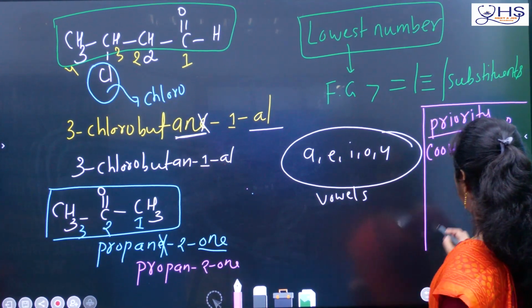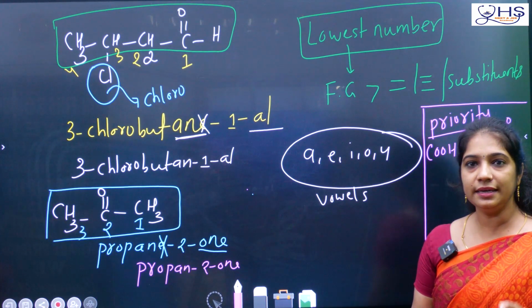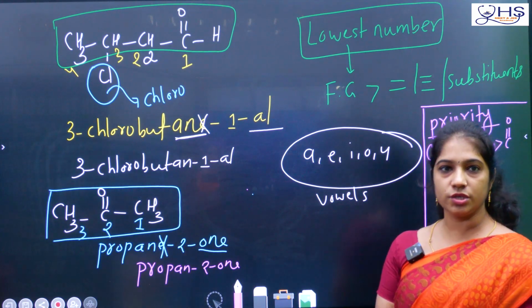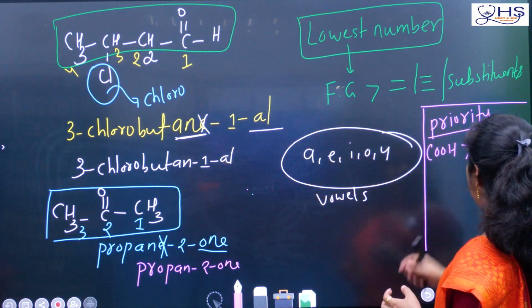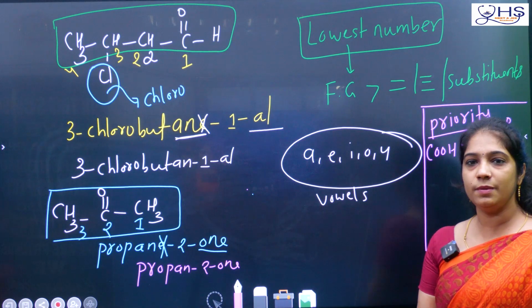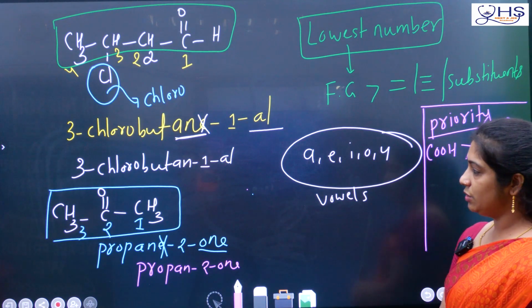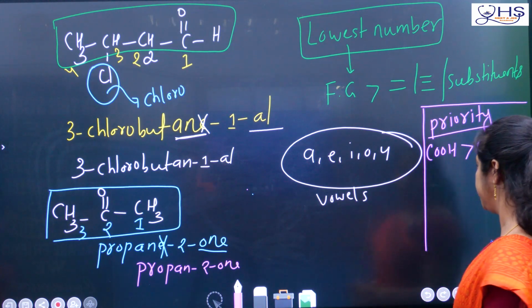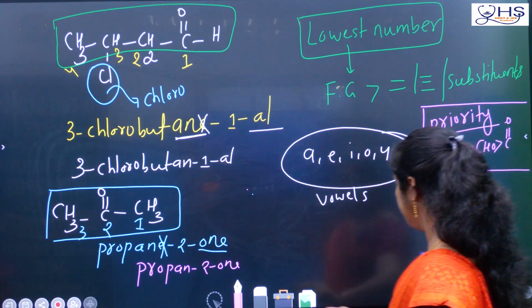So if you have more than one functional group, the highest priority functional group will be written in terms of the secondary suffix, and the other functional group will automatically become a substituent, branch or side chain. So we'll practice such questions. Even such questions they are giving in exams.